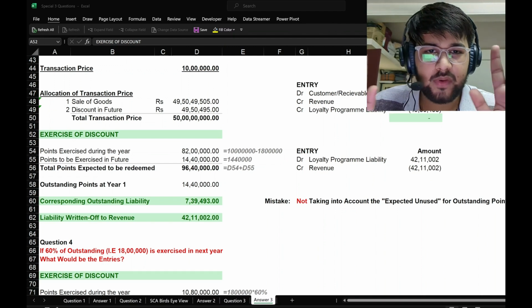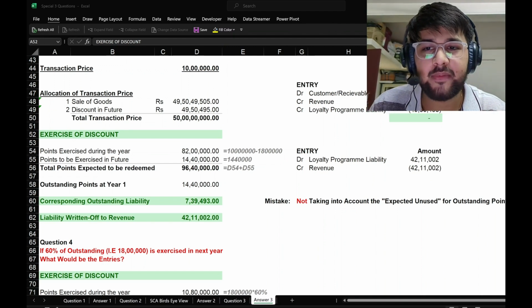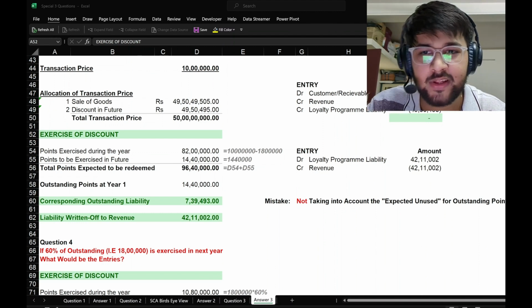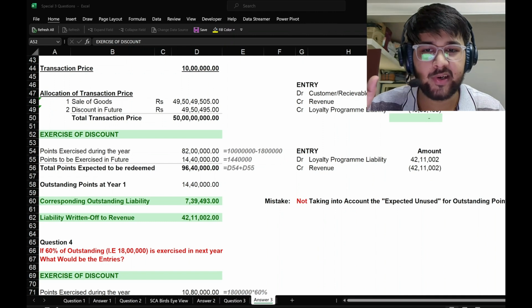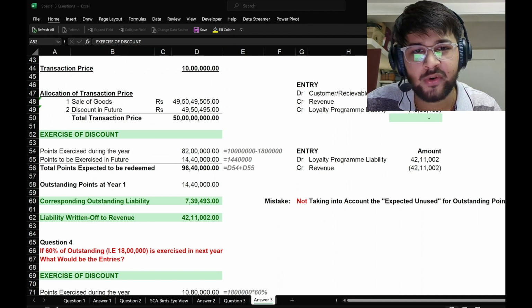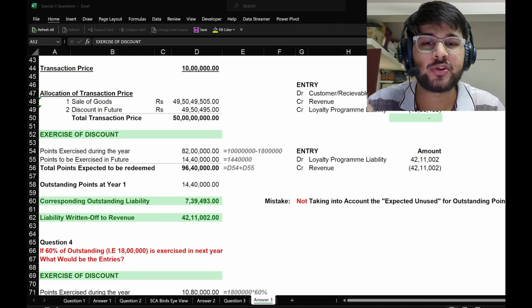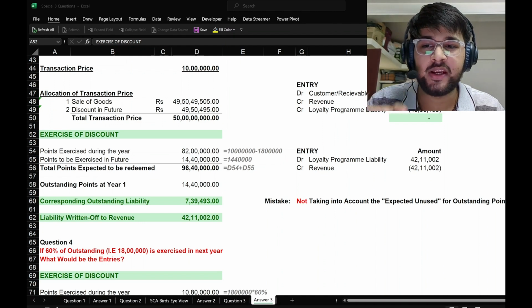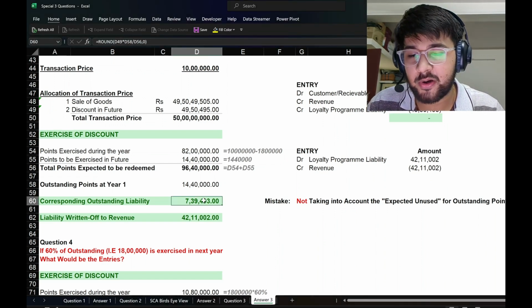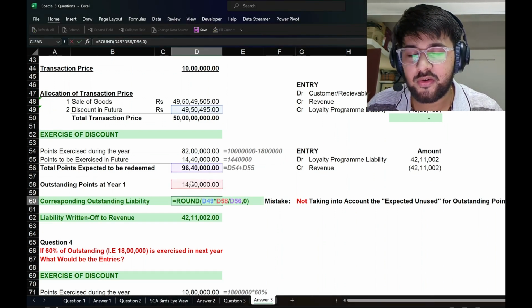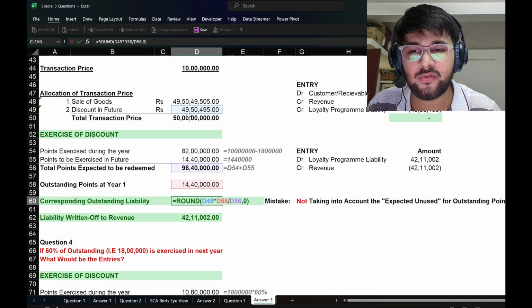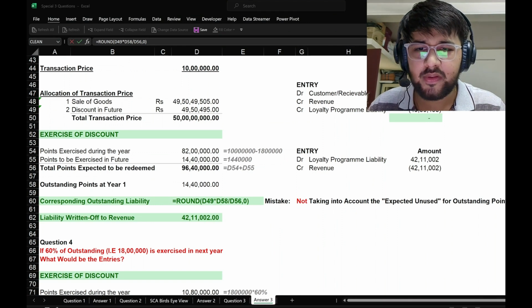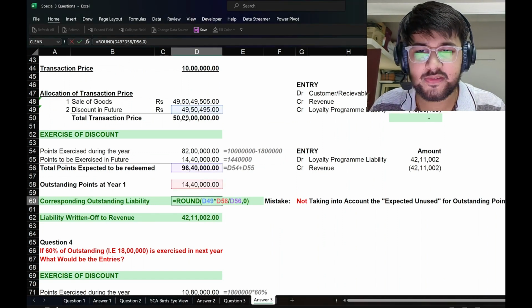All right. So the liability recognized, that is 49 lakhs 50,000 here, is equivalent to 96 lakhs 40,000 points. The outstanding number of points at the year end was 14.4 lakhs. So you would be recognizing the proportional liability at the end of the period. That corresponding liability is 7.39, which is nothing but 14.4 lakhs divided by the 96.4 lakhs times 49.5 lakhs. All right. And I have rounded just to get rid of decimals.